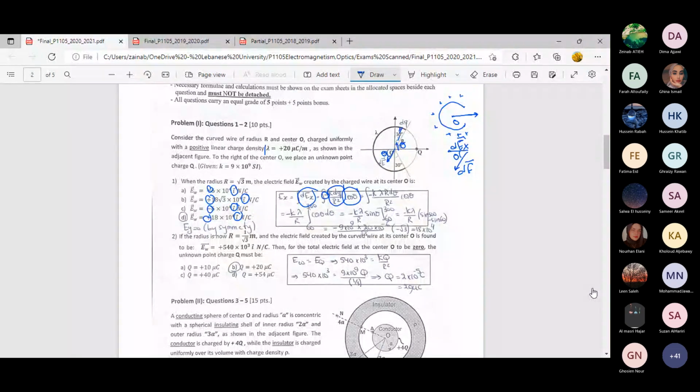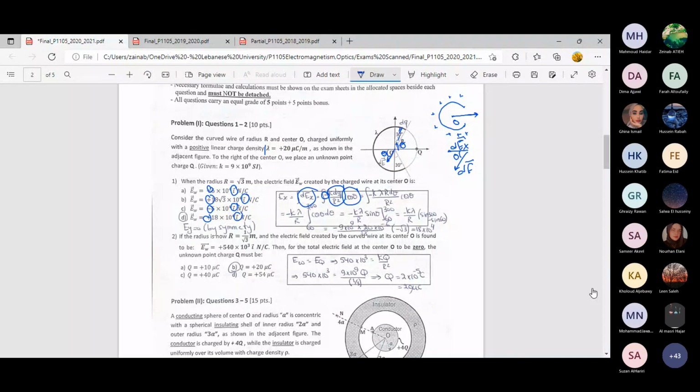Doctor, why did we take the boundaries from 60 to 300? Because I have chosen to take theta as the angle with the x-axis. As you can see, the start of the wire begins at 60 and the end at 300. If you say, for example, from minus 60 to 60, then you mean this portion of the wire.